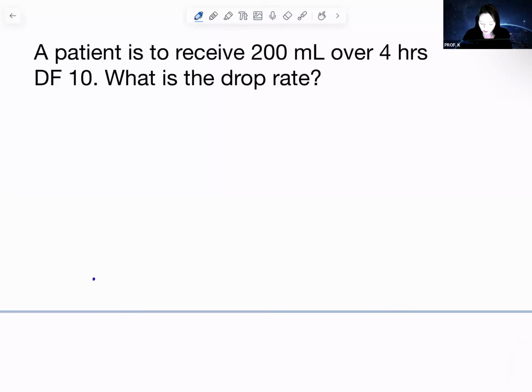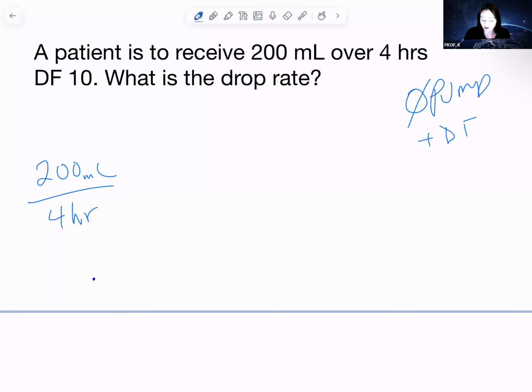A patient is to receive 200 milliliters over 4 hours. The doctor's order, volume over time, 200 milliliters over 4 hours. Drop factor 10. What is the drop rate? There is no pump, but I got a drop factor. Okay, I'm solving for drops per minute. Feeling confident. I got this. So, what do I get rid of first?